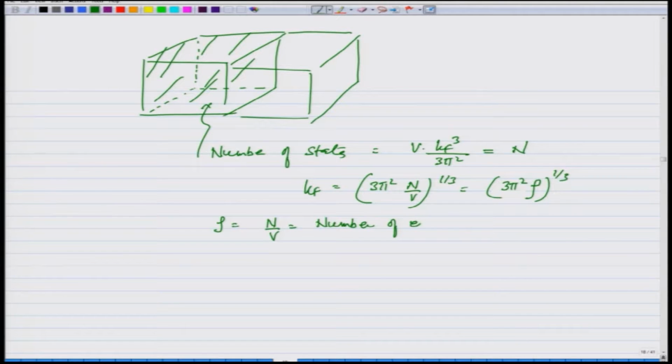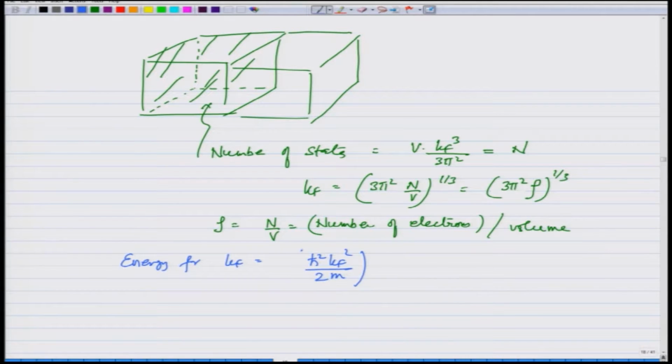is equal to number of electrons per unit volume. So, we have related what is the highest occupied k vector, and the corresponding energy for kf is given as h cross square kf square over 2m, which is known as the epsilon f or Fermi energy.